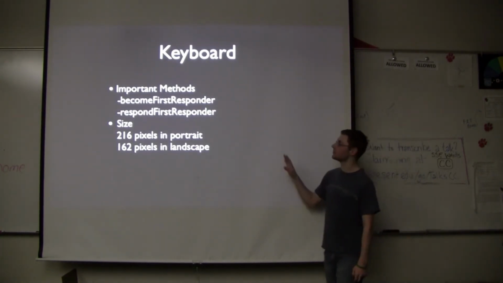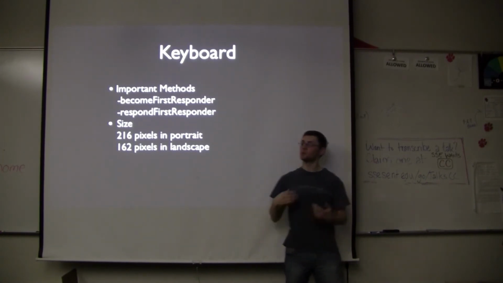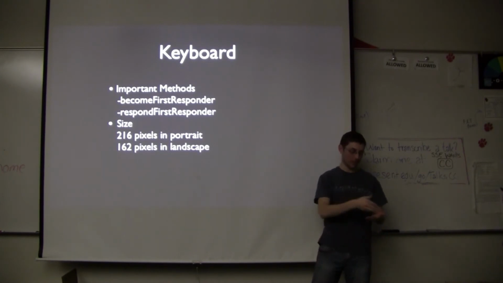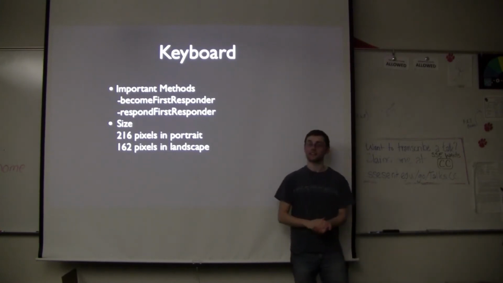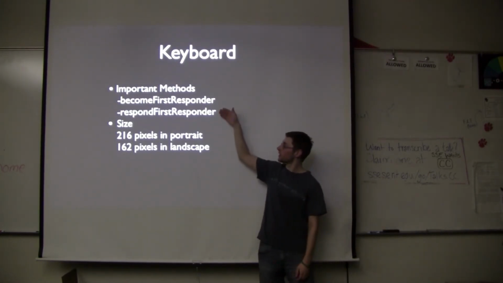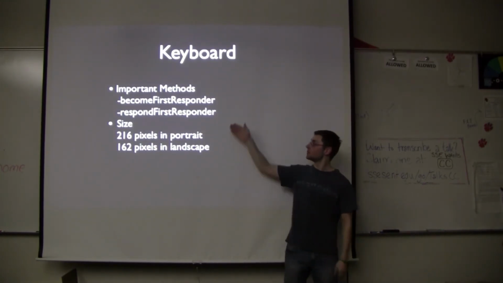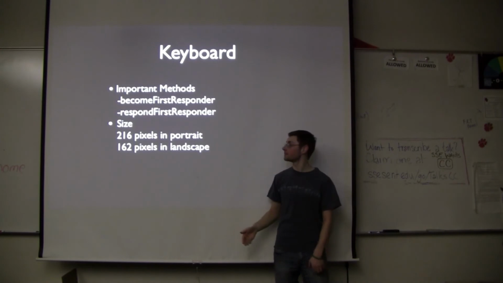Some important things to know about the keyboard are these two methods and the size of it. When you click on a text field, the keyboard automatically comes up. But if you've ever made an app, you click on it, open up the keyboard, and you can never get rid of it. Why does my keyboard just not go away? Well, I don't know why, and I still think it should, but you have this method called first responder. So if you ever click out of your keyboard, you can call this on all of your text boxes, and then the keyboard will go away.